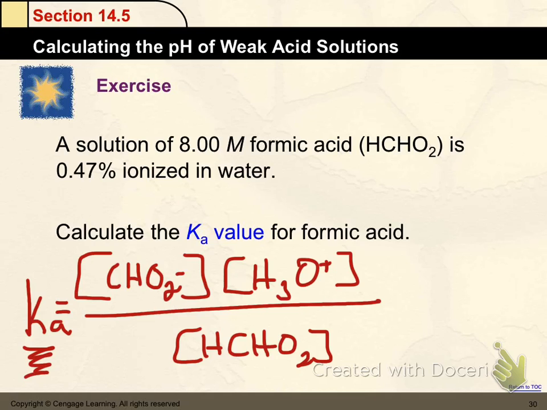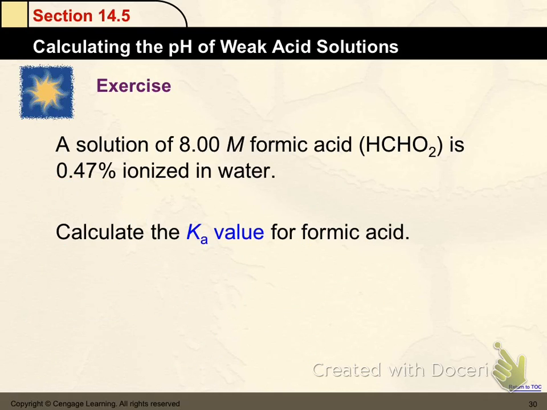So we are looking for Ka. We do know the initial concentration of the formic acid, but we don't know a lot of other things. We don't know this one, and we don't know that one. So it's going to be pertinent to find those. Once we find H3O plus and CHO2 negative, we'd be able to use an ice table to figure out the value for Ka. So the question arises, how do we figure that out? Well, that's where this percent dissociation is going to come into play.